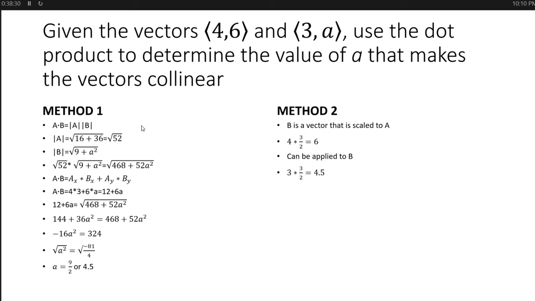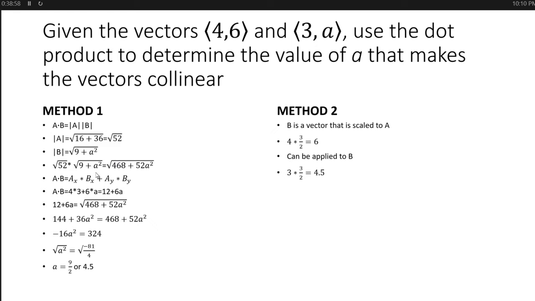Then we'll multiply these together to get what we need a times b to equal. So we get root 52 times the root of 9 plus a squared, which is equal to the root of 468 plus 52 a squared. So this is what we need a times b to equal. We need it to be this.